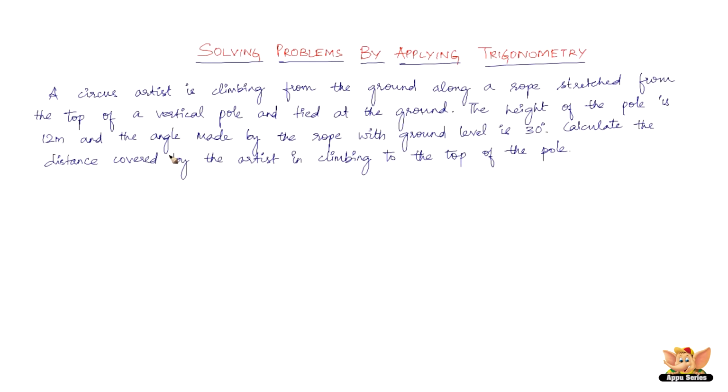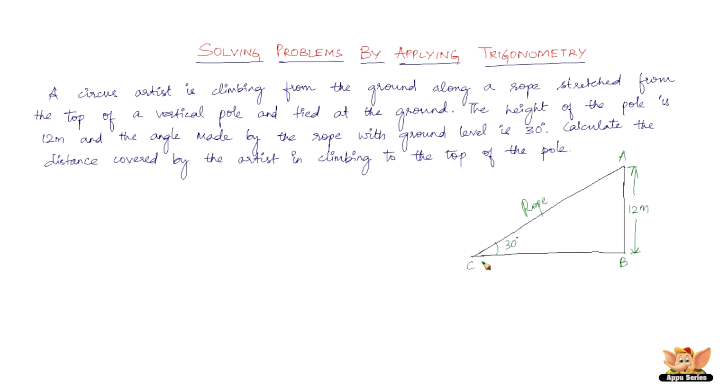So what we have to do now is calculate the distance covered by the artist in climbing to the top of the pole. So he's climbing to the top of the pole on this rope from the ground, right? So that is what the figure looks like. We've got the pole here, the inclined rope here, and the ground here. The angle that the rope makes is 30 degrees with the ground, and the height of the pole is 12 meters. Let's name this A, B, C.